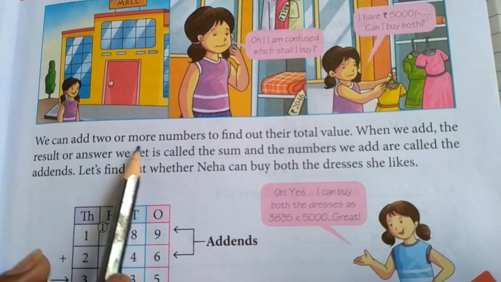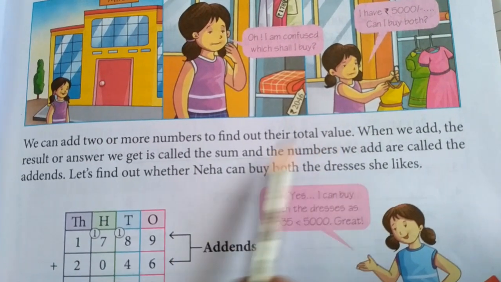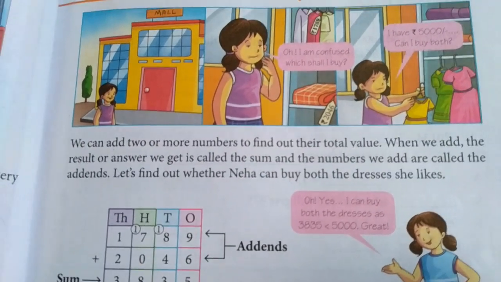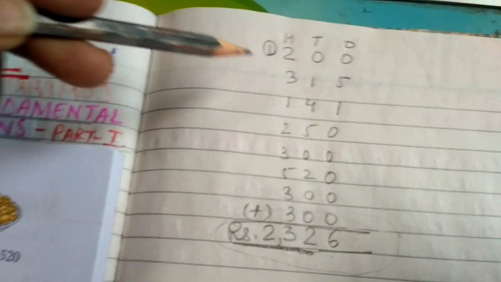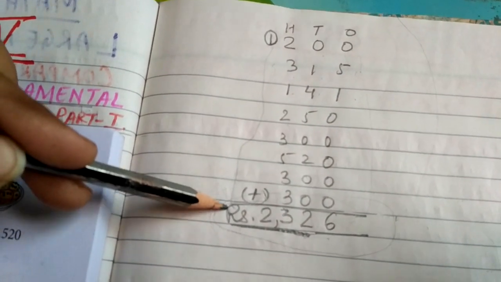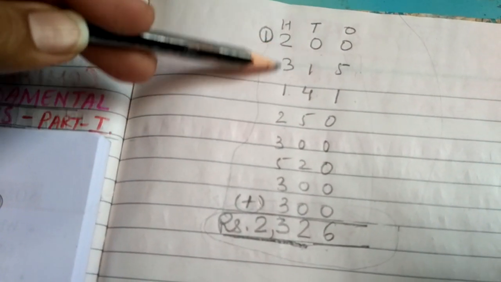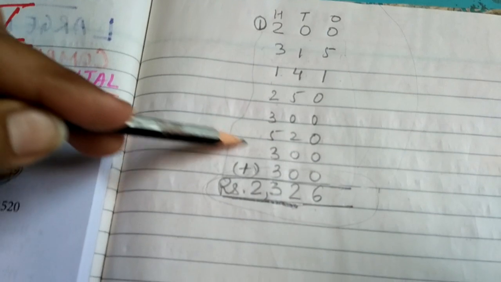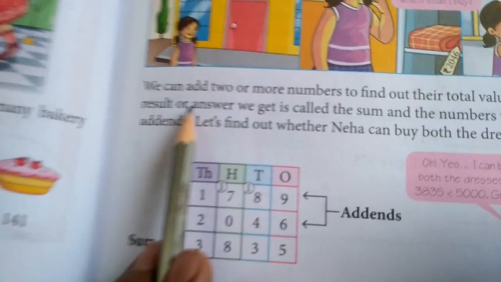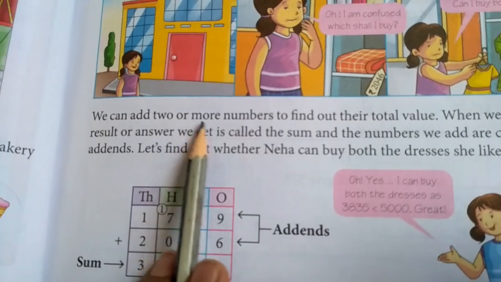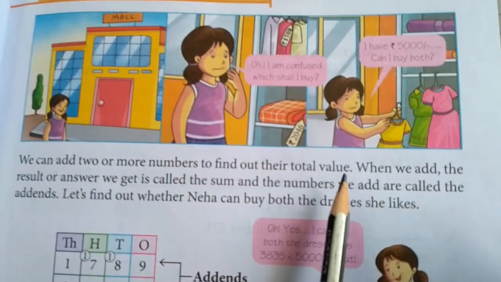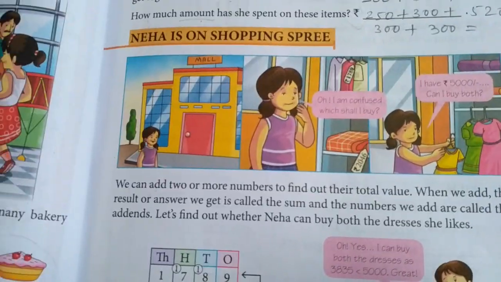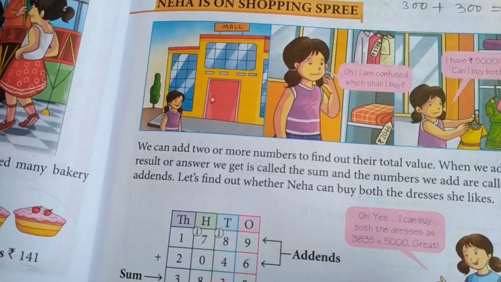We can add two or more numbers to find out their total value. We can do the addition of two or even more than two numbers. As we have seen in this example, there are more than two addends. There are a total of 8 addends: 1, 2, 3, 4, 5, 6, 7, 8. So if we need to find out the total value of any given numbers, we can add even more than two addends.